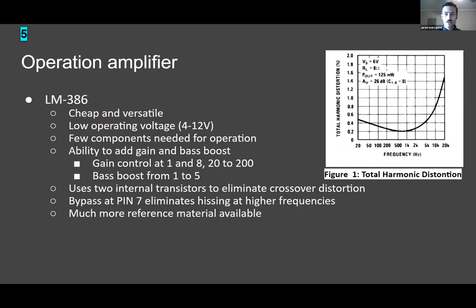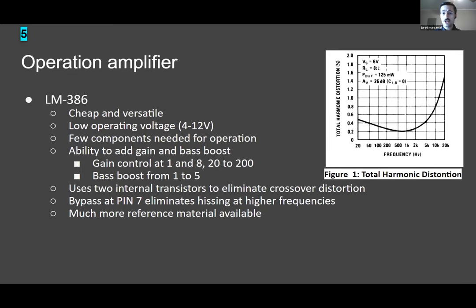The gain control comes off of pins 1 and 8 and has a gain from 20 to 200. The normal gain is just 20, but with this gain control, we can crank it up to 200. There's also a bass boost control on pins 1 and 5.